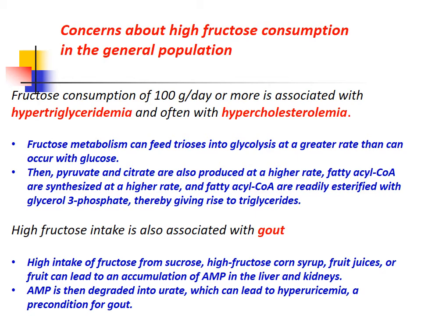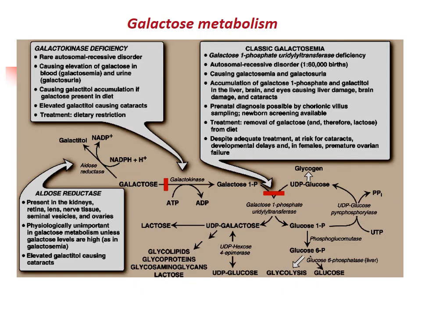High intake of fructose from sucrose, high fructose corn syrup, fruit juices or fruit can lead to an accumulation of AMP in the liver and kidneys. AMP is then degraded into urate, which can lead to hyperuricemia, a precondition of gout.